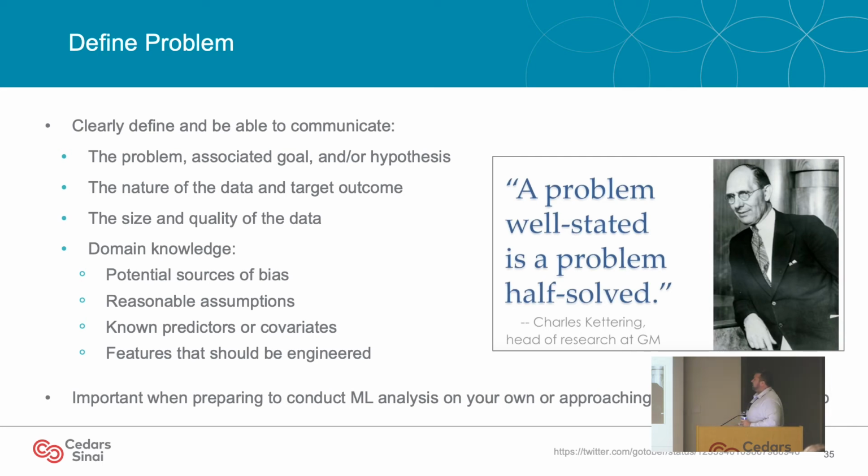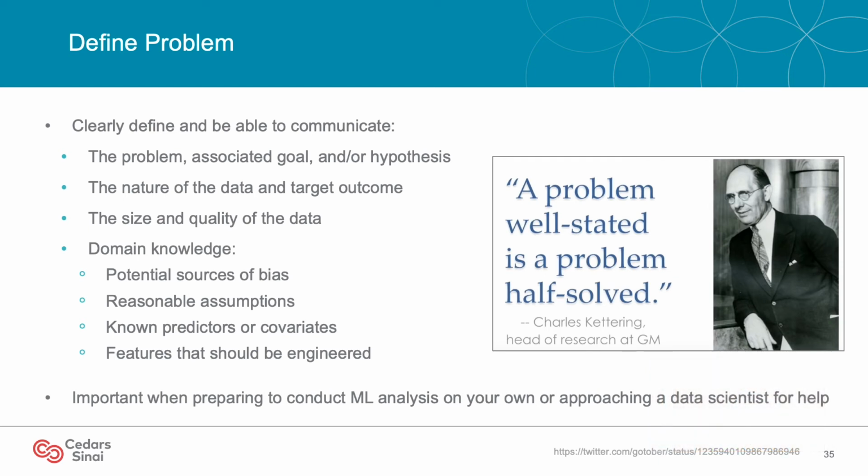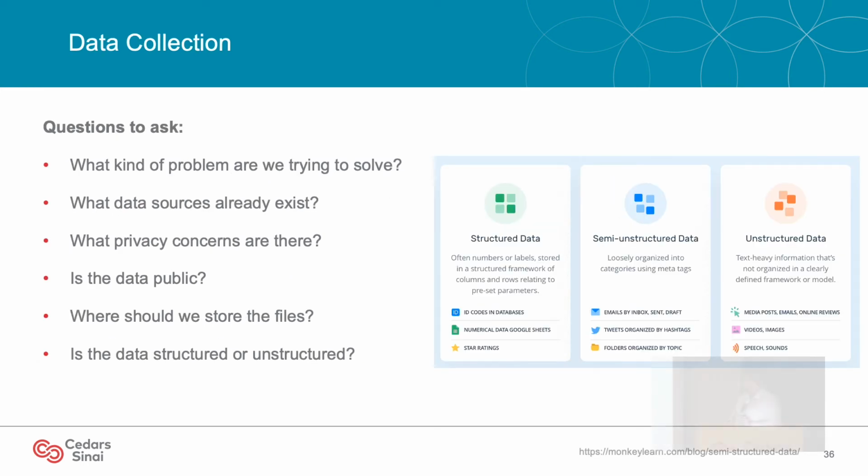Domain knowledge. Be able to communicate: are there potential sources of bias that you're aware of? What are the reasonable assumptions you can make about your problem domain? Are there known predictors or covariates in your data set? And are there already features that you obviously know should be engineered? For instance, if you have a start and stop date of a drug treatment, you're probably going to want to engineer a duration of treatment variable in your data set. And this is important when preparing to conduct machine learning analysis, either on your own or when approaching a data scientist for help.